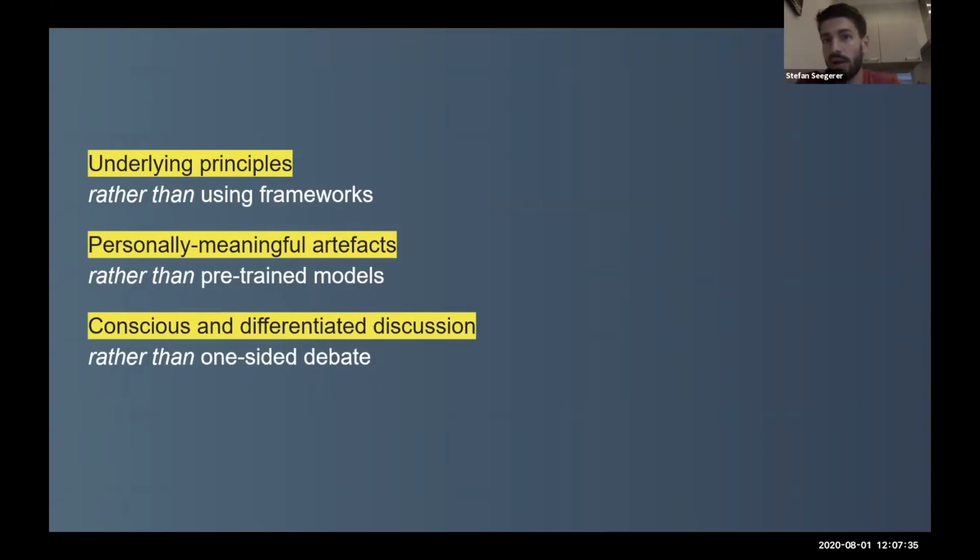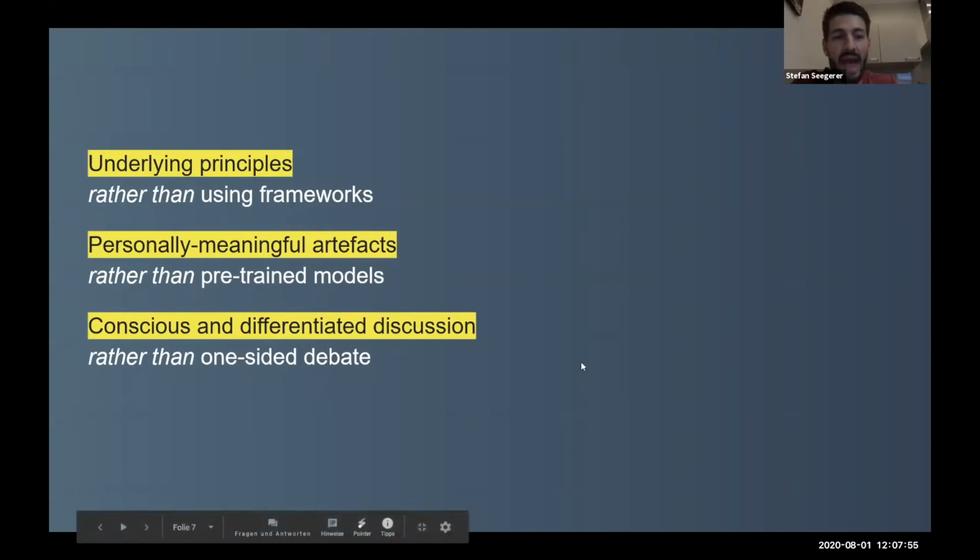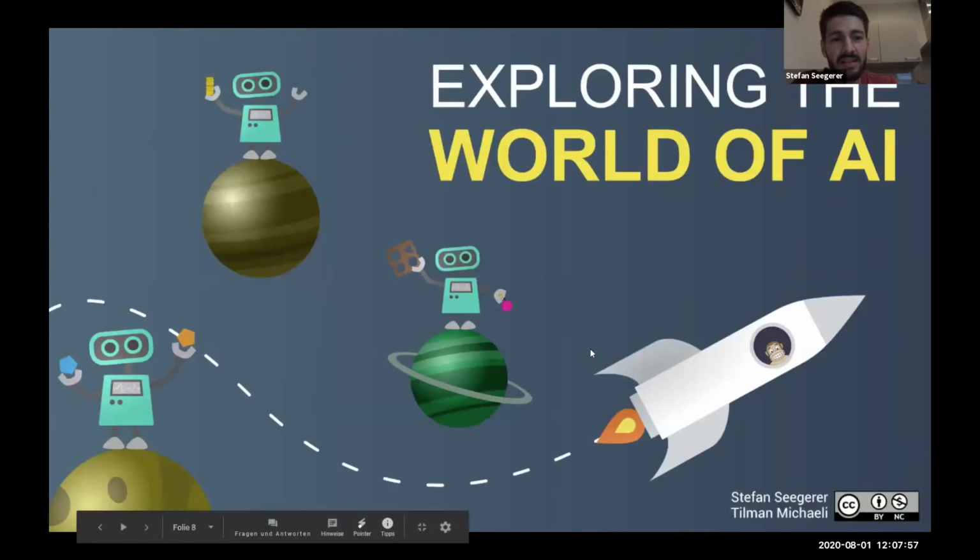And in addition, only a look at those underlying principles will enable all students to discuss the topic of AI in a differentiated and conscious manner, as opposed to being part of a one-sided debate by either solely focusing on hyping the potential or by exaggerating the societal risks of AI. And those are the principles we aligned our MOOC to.